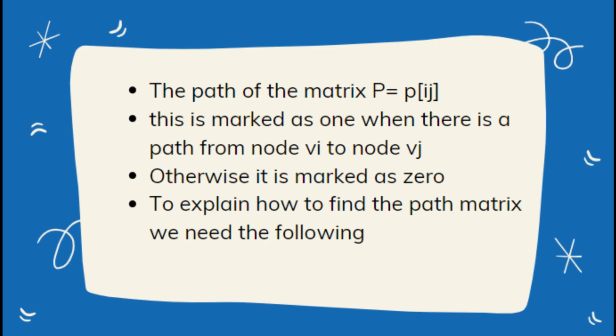How to represent a path matrix? A path matrix P is equal to P of ij. This is marked as 1 when there is a path from node V of i to V of j. Otherwise, it is marked as 0. To explain how to find a path matrix, we need the following.